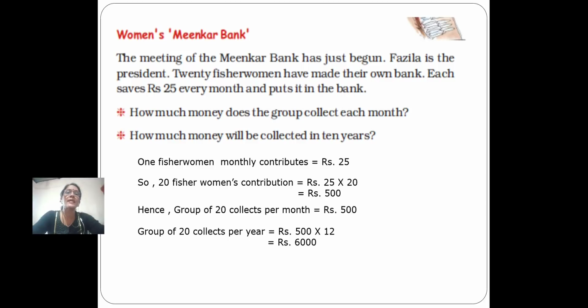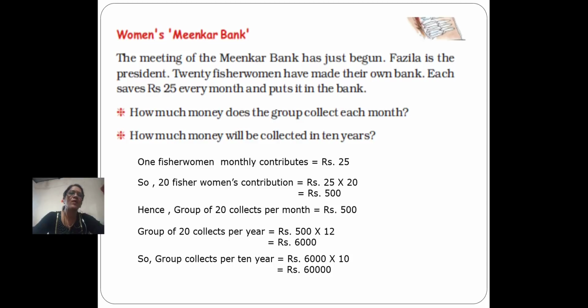Now we come to the second question. How much money will be collected in 10 years? If I know for 1 year, I can find out for 20 years also, I can find out for 50 years also. Now we come to 10 years. How much for 1 year have they collected? 6,000. 6,000 into 10. Now this multiplication also is very easy. What is 10 sixes? 60, and add all the zeros. So after 10 years, how much money will they be collecting? Rupees 60,000. Yes, they will collect rupees 60,000, right?